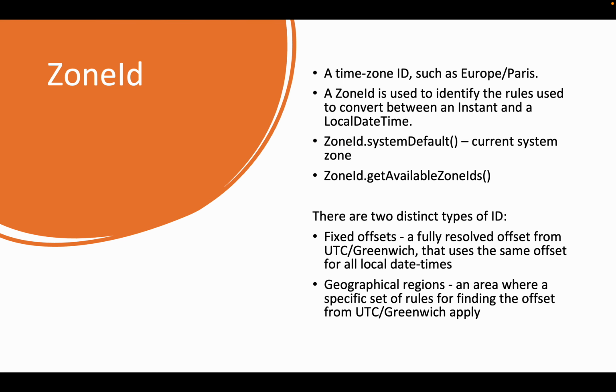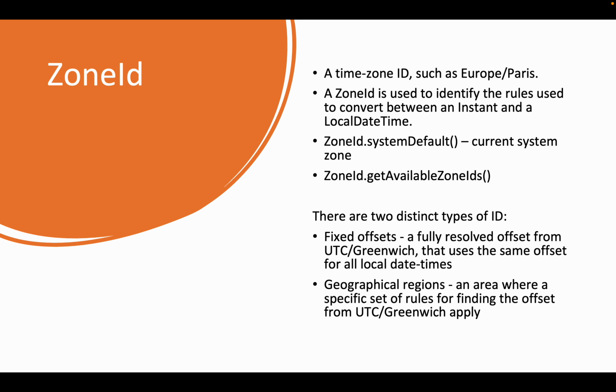Then we have ZoneId, a time zone ID such as Europe, Paris. So a zone ID is used to identify the rules used to convert between an instant and a local date time. So ZoneId.systemDefault will give you the current system zone, and ZoneId.getAvailableZoneIds will give you all the zone IDs stored that come with the JDK. And there are two distinct types of IDs. The first is the fixed offset, a fully resolved offset from UTC Greenwich that uses the same offset for all local date times.